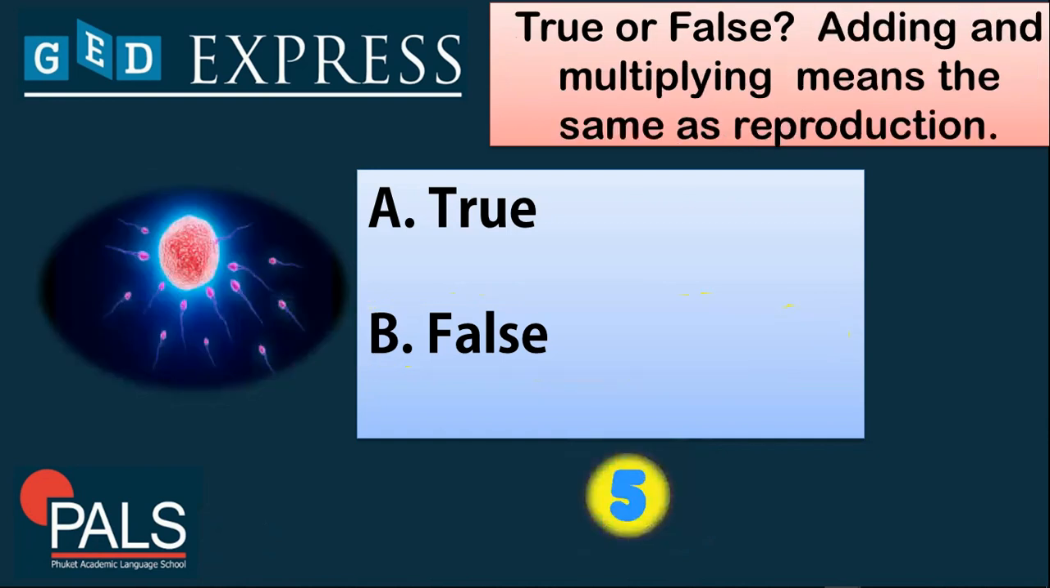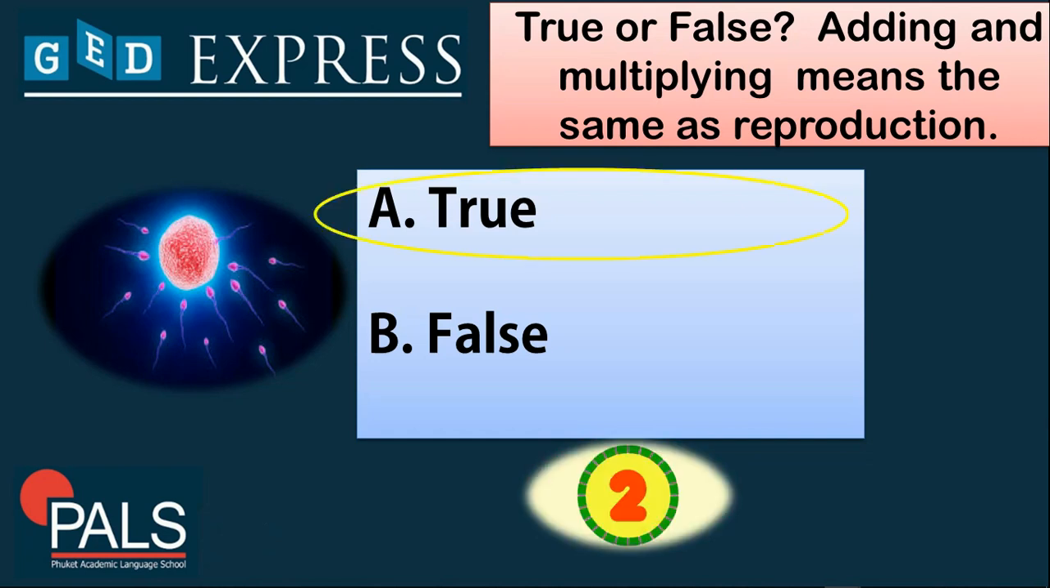Next, we have: adding and multiplying mean the same as reproduction. Is it true or false? Exactly. The answer is true. When there is reproduction, there is adding and multiplication of offspring.